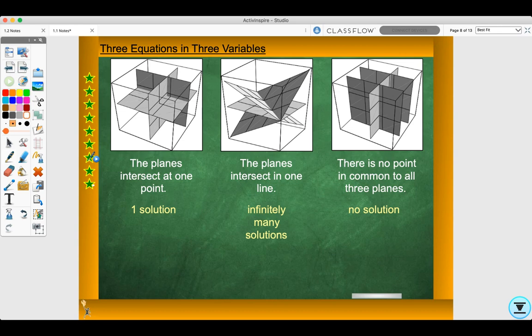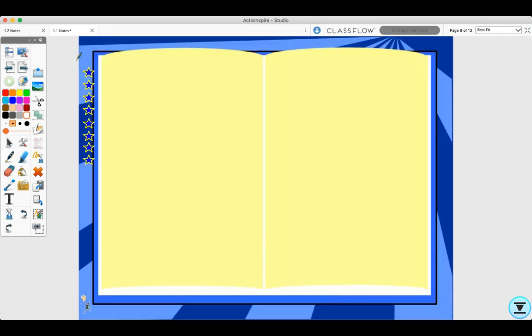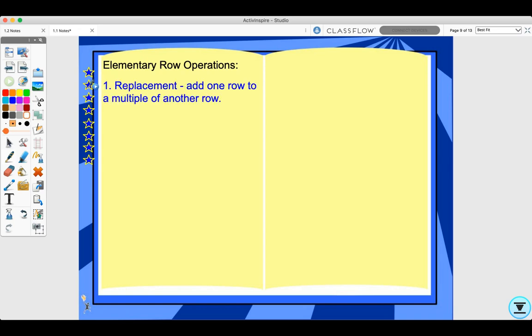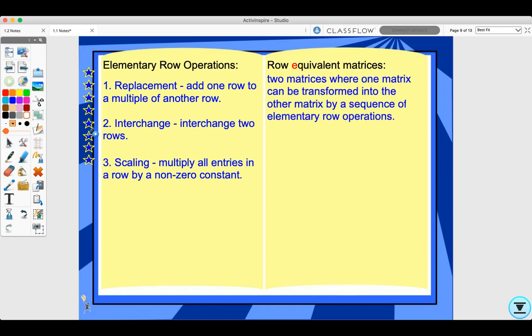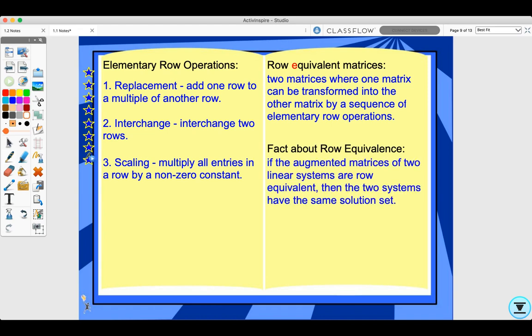So how we would go about solving these is through elementary row operations. A lot of this you already know. First is replacement, add one row to a multiple of another row. Interchange, so we can interchange 2 rows. And scaling, multiplying all entries by a non-zero constant. So those are the things you can do. Row equivalent matrices are 2 matrices where one matrix can be transformed into the other by a sequence of elementary row operations. And a fact about row equivalence: if the augmented matrices of 2 linear systems are row equivalent, then the 2 systems have the same solution set.